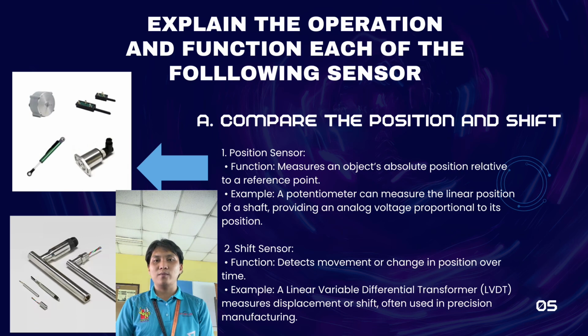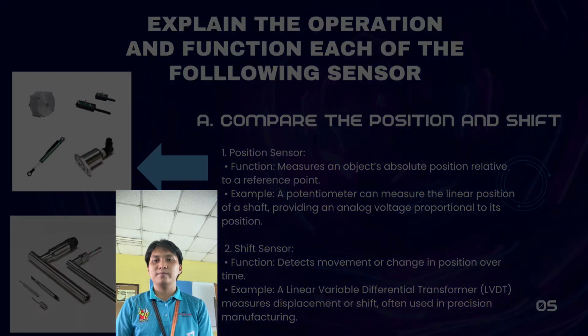shift sensor function detect movement of change in position over time. Example, a linear variable differential transformer LVDT measure displacement or shift, often used in precision manufacturing.